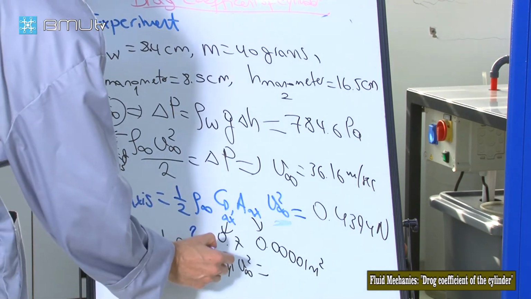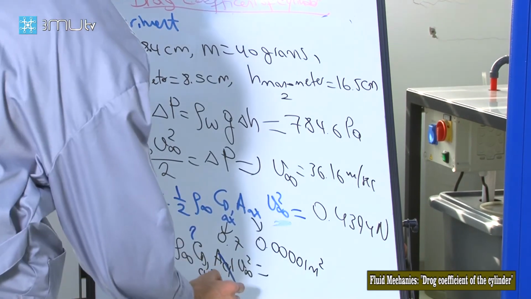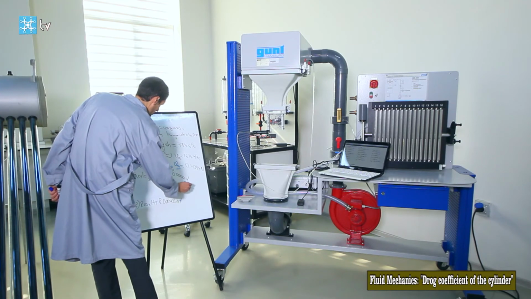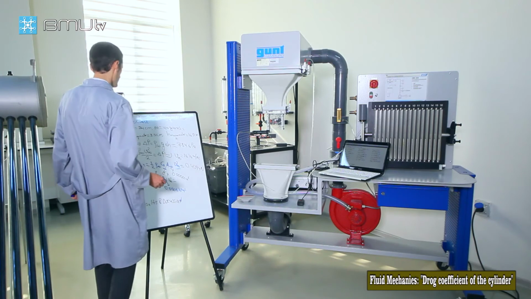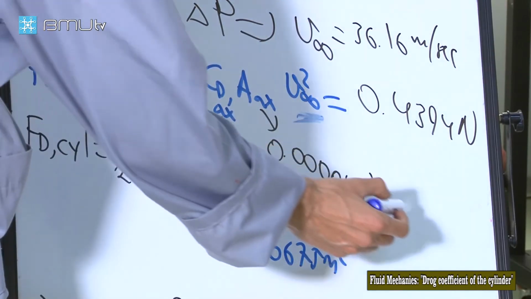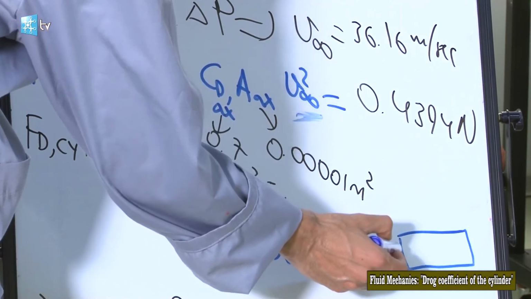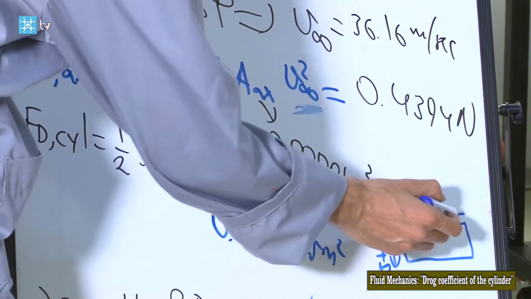Rho infinity is known, and the area of the cylinder here is 0.00675 meters squared. If you replace the values, you will have one unknown, which is the CD of the cylinder. And you should be careful here that when you are using the area for the drag force, we are using the area which is pi d in this way, and it is L in that way.